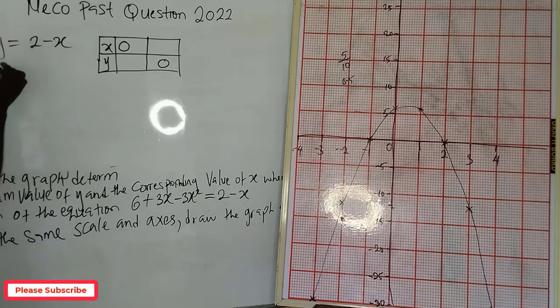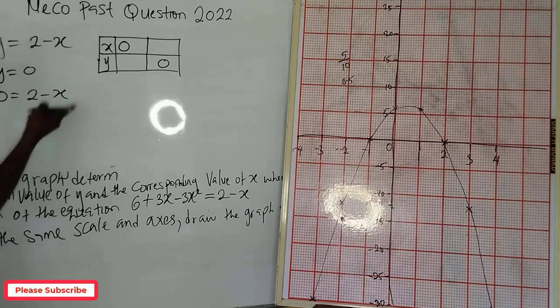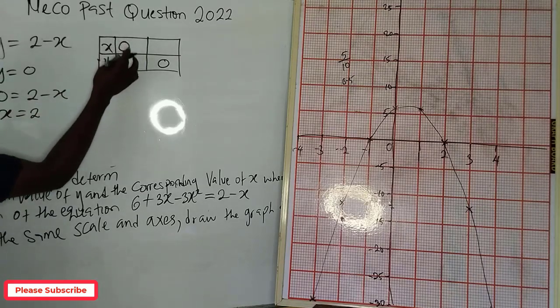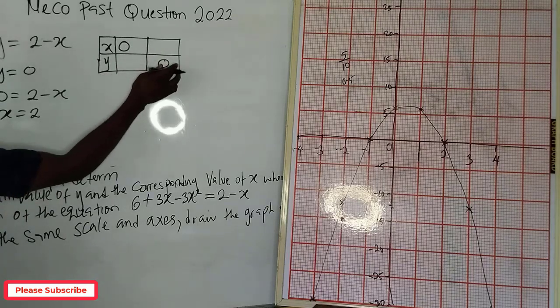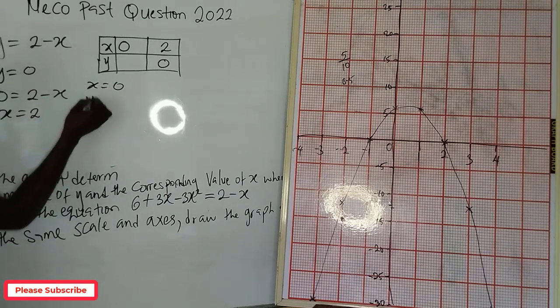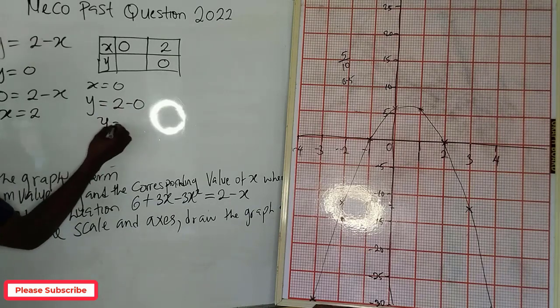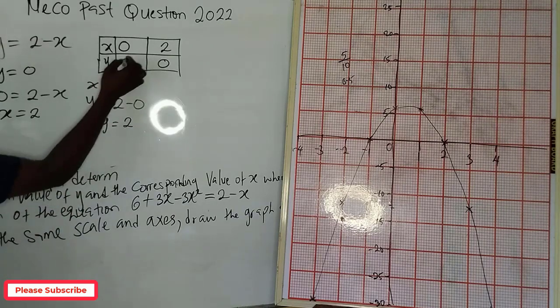So let's plot it. When y is equal to 0, I'll have 0 equal to 2 minus x. Make x the subject of the formula. If you bring it here, I'll have x equal to 2. So the value of x when y is 0 is 2. If x is 0, put it in this equation, I'll have y equal to 2 minus 0. That means my y will be equal to 2 also.